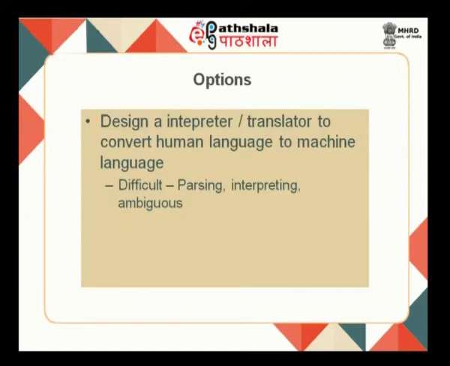So, what you can try doing for our example is you can design an interpreter or a translator that converts human language to machine language. But what is the difficulty here? You have to parse and you have to get rid of ambiguity here. So, interpreting could be ambiguous.